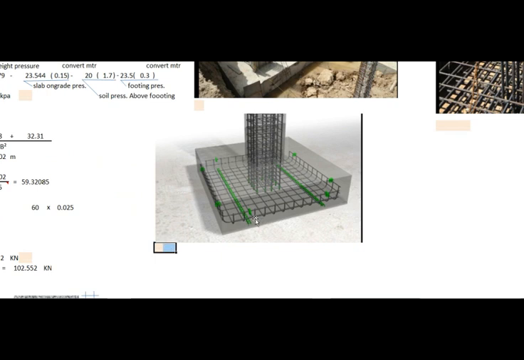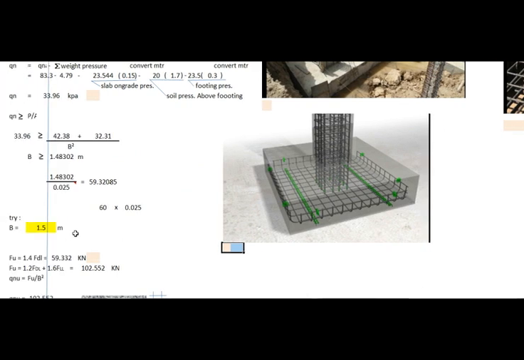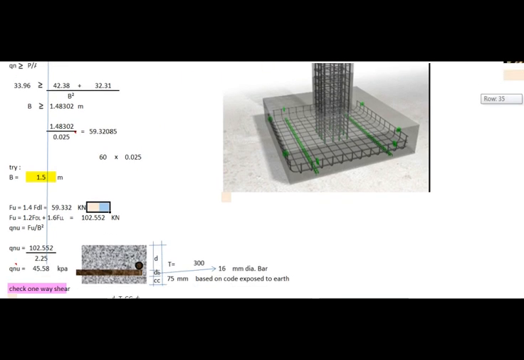Here in 3D view I will show you the B as width is 1.5 meters, and the length is also 1.5 meters. The factor load equals 1.4, dead load equals 59.332 kilonewton. X equals B over 2, minus C over 2, minus D. So X equals, as shown, then the actual V shear is Vu equal to ultimate soil bearing.